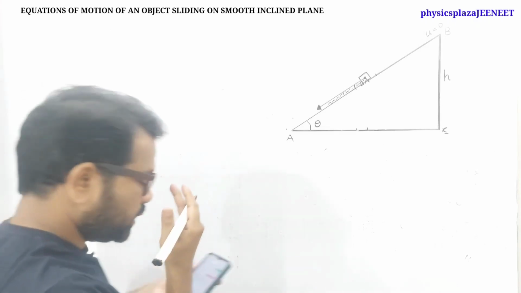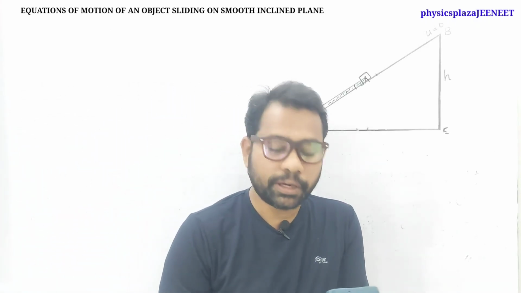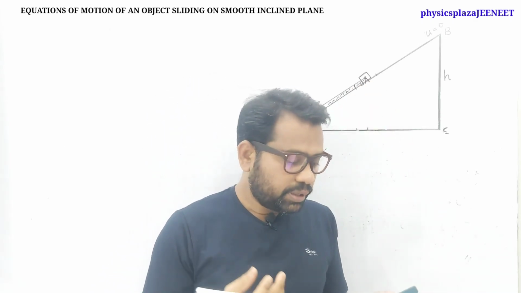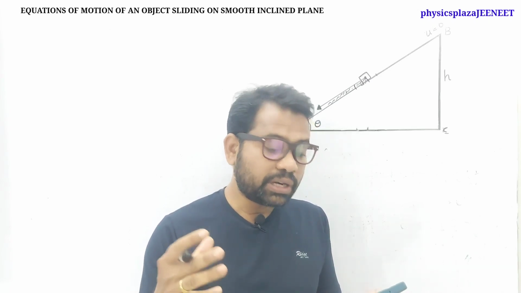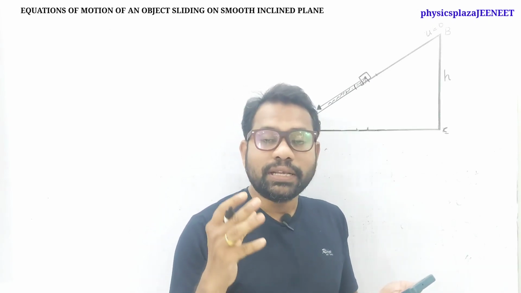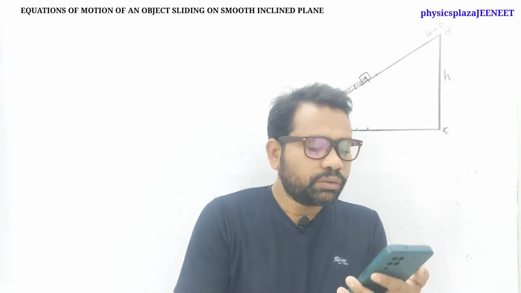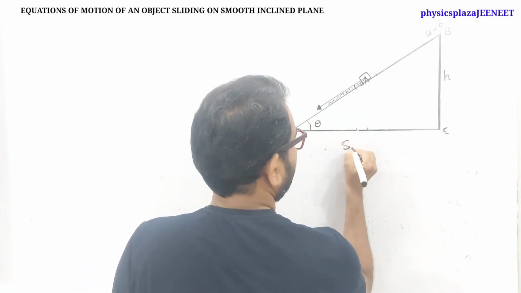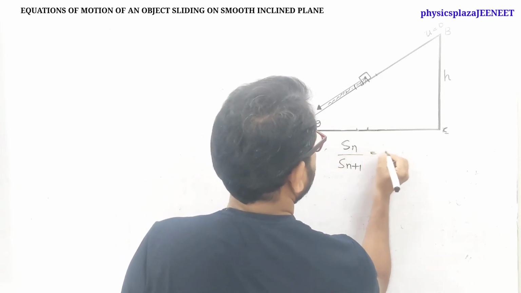In this numerical, it is said that a small block slides down a smooth inclined plane starting from rest. Yes, u is equal to 0, at time t is equal to 0. Fine. Let Sn be the distance traveled by the block in the time interval n minus 1 to n, that is, the distance traveled by the particle in the nth second. Now they are asking us to find the ratio of Sn by Sn plus 1.